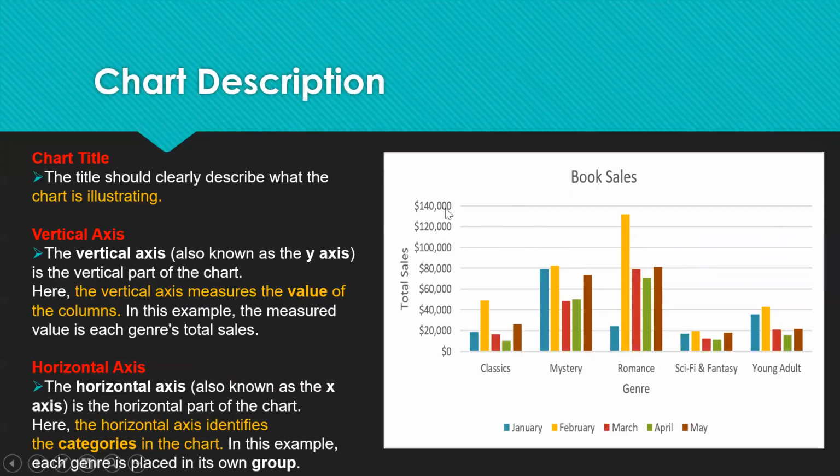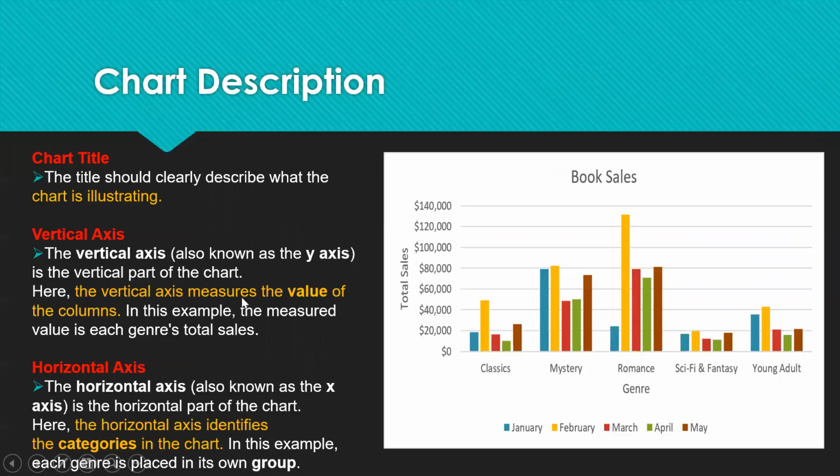So chart description. Okay, so here there are various parts of a chart. The title should clearly describe what the chart is illustrating. So here the title of the chart is book sales. So it's displayed here, and vertical axis. So the vertical axis is this one. So total sales is the vertical axis, also known as the y-axis. It's the vertical part of the chart.